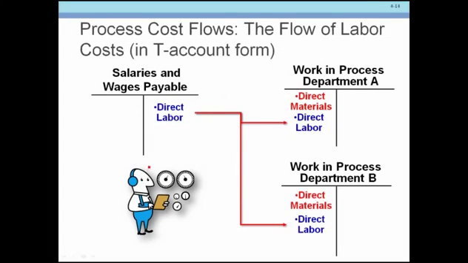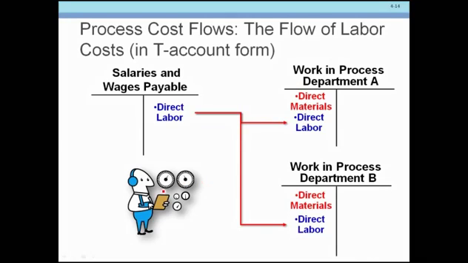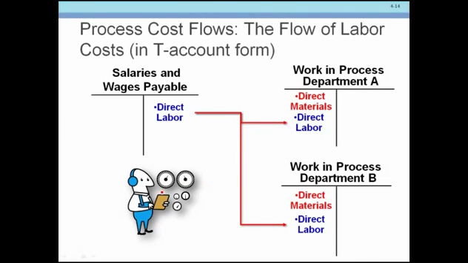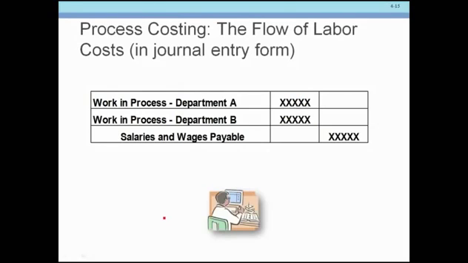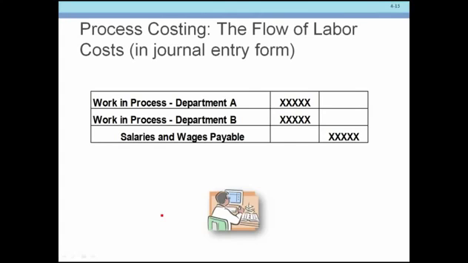Then we're going to incur labor in Department A and labor in Department B. Some of the labor cost is going to be allocated to Department A, and some of it is going to be allocated to Department B, depending on where the employees are spending their time working on the product. Once again, the journal entry is debit work in process Department A, debit work in process Department B. Now we added the labor, and credit salaries and wages payable.